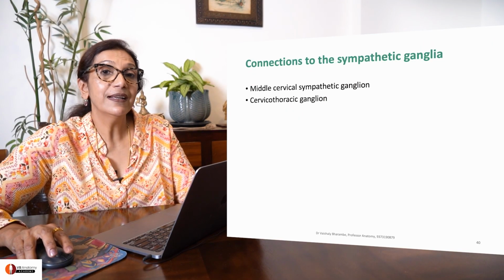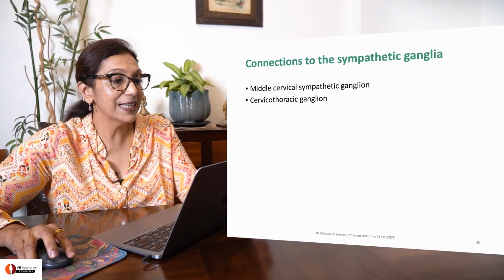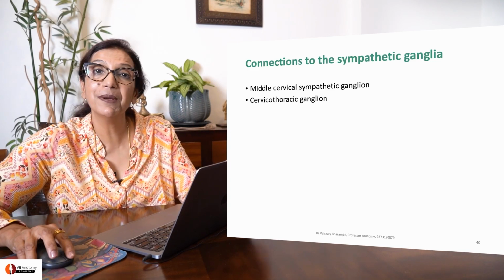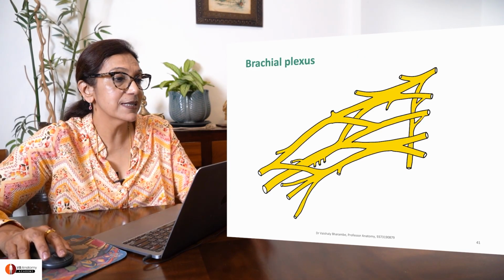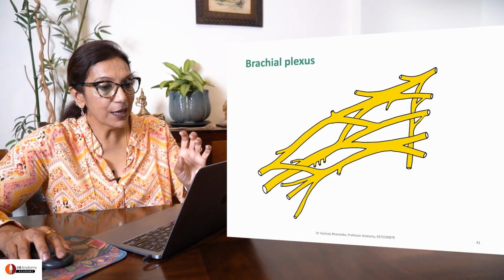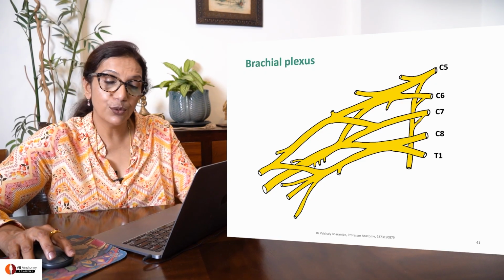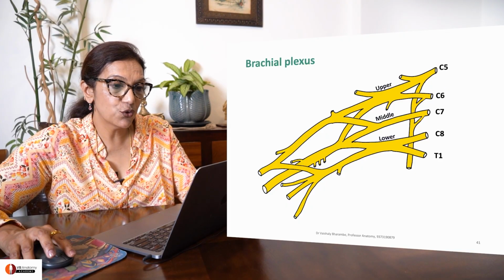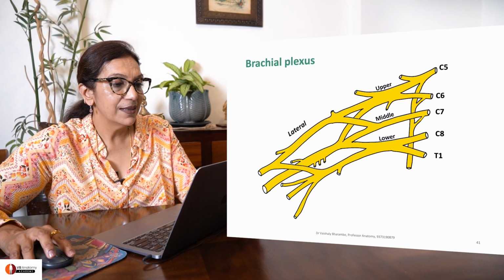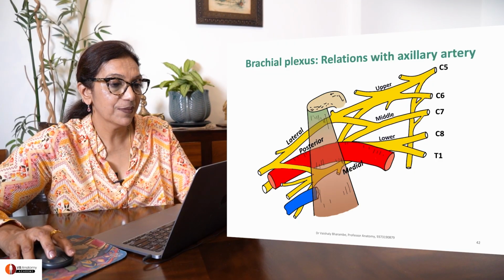Remember that these nerves have got fibers from the sympathetic ganglia, and this must be mentioned in your diagram and it must be mentioned in your theory answer. So this is the actual shape of the brachial plexus. C5, C6, C7, C8, T1 are the roots. Upper, middle and lower are the trunks. Lateral, posterior and medial are the cords.